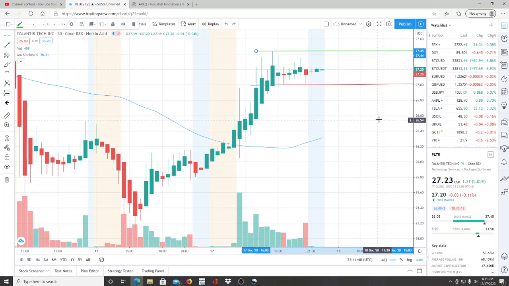So the resistance is 2745. This needs to be turned into a support by the bulls. The bulls need to turn 2745 into a support, break away from it to reach newer highs, new resistance levels, and further away from the 50-day moving average. It's super, super important for the bulls to do so.